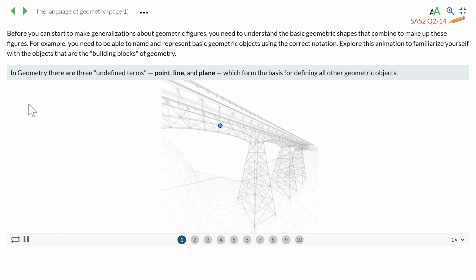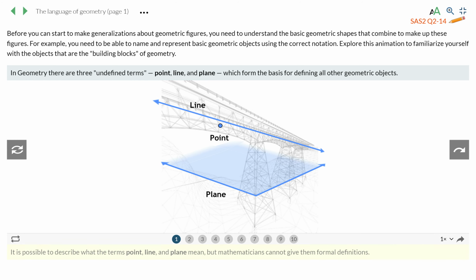Before you can start to make generalizations about geometric figures, you need to understand the basic geometric shapes that combine to make up these figures. For example, you need to be able to name and represent basic geometric objects using the correct notation. Explore this animation to familiarize yourself with the objects that are the building blocks of geometry.